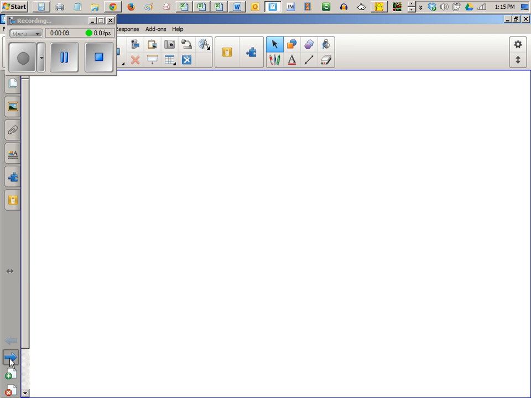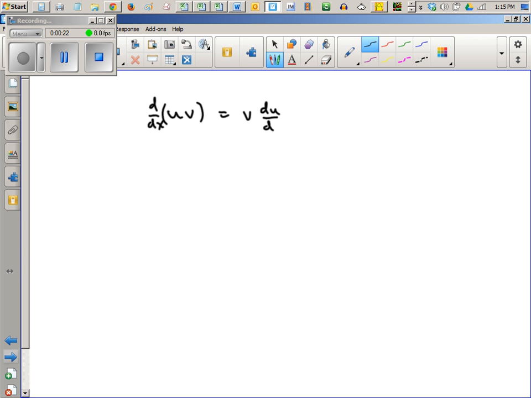Okay, so integration by parts. We started with uv. If you take the derivative of uv, it gives us v du/dx plus u dv/dx. And we were asking the question, what would happen if you just integrated this thing? So we're going to use the integral as an operator. Just kind of throw it in here. Don't forget the differential.